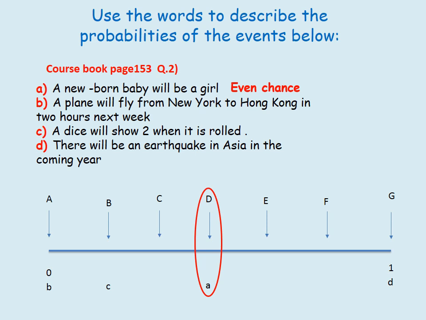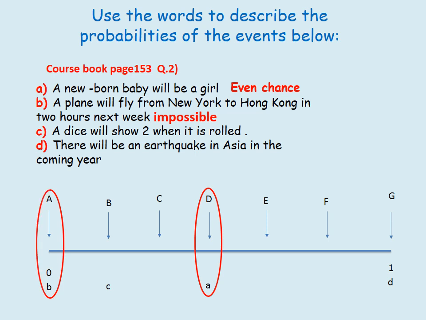Yes, it's on D. A plane will fly from New York to Hong Kong in 2 hours next week. Do you think this is possible to fly from New York to Hong Kong in 2 hours? So what do you think? No, it's impossible. So it's A.